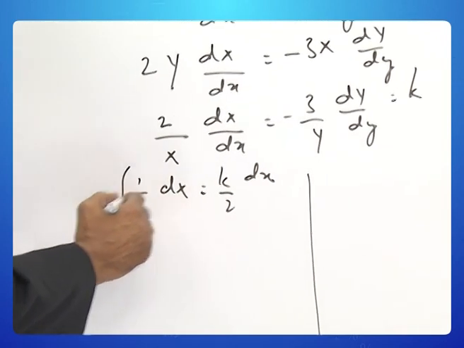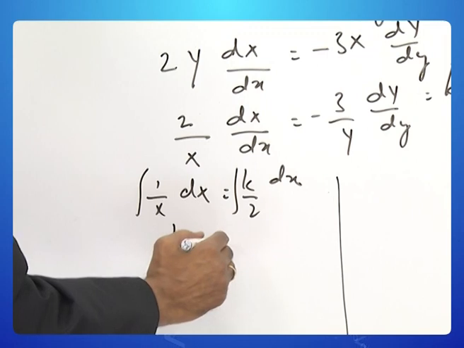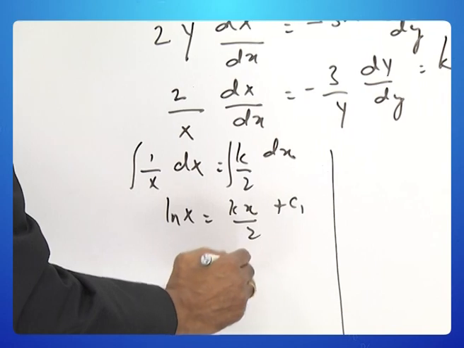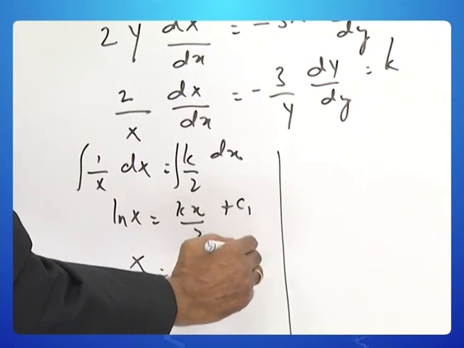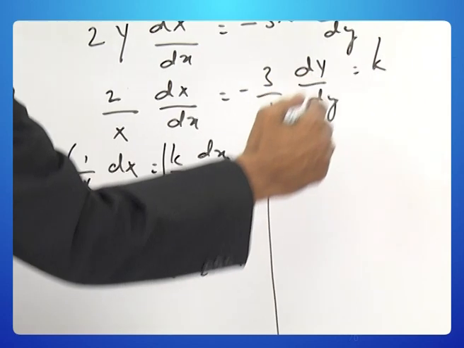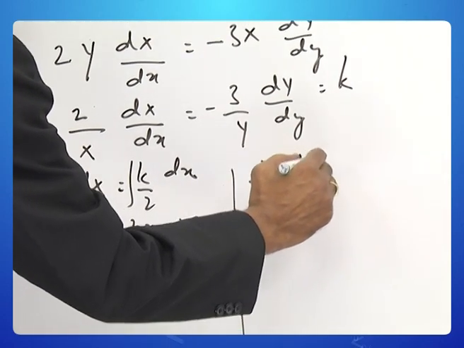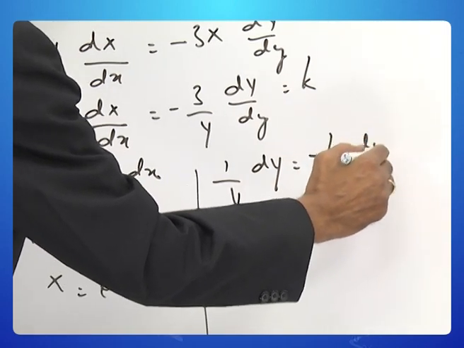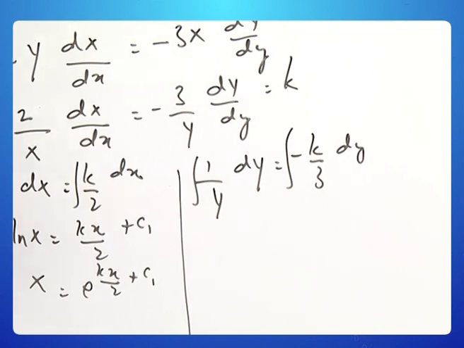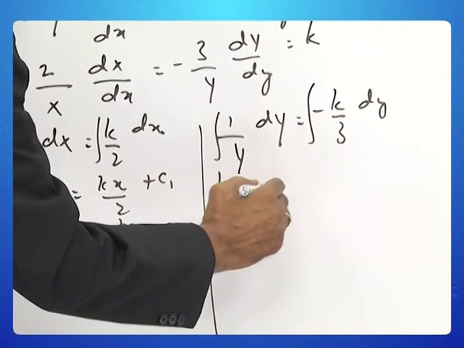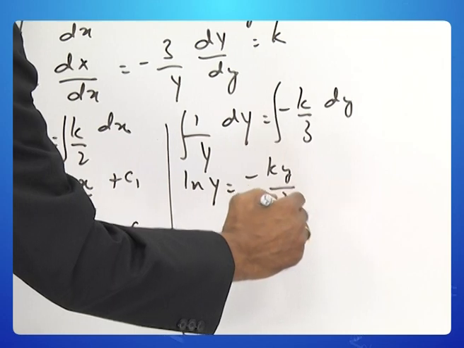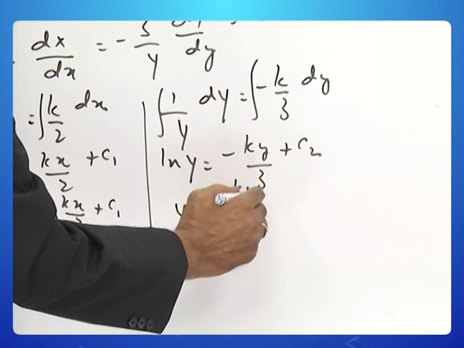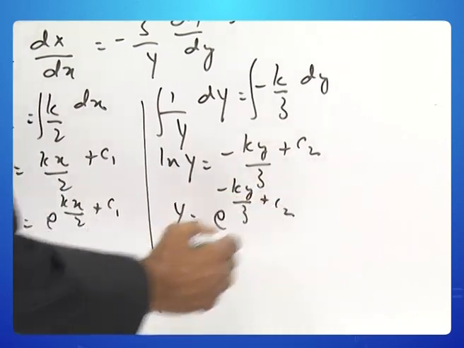So if you integrate, log X is equal to kx by 2 plus c1. So capital X is equal to e power kx by 2 plus c1. If you take these two, 1 by capital Y dY is equal to minus k by 3 dy. This integration will give log Y is equal to minus ky by 3 plus c2. So capital Y is equal to e power minus ky by 3 plus c2.